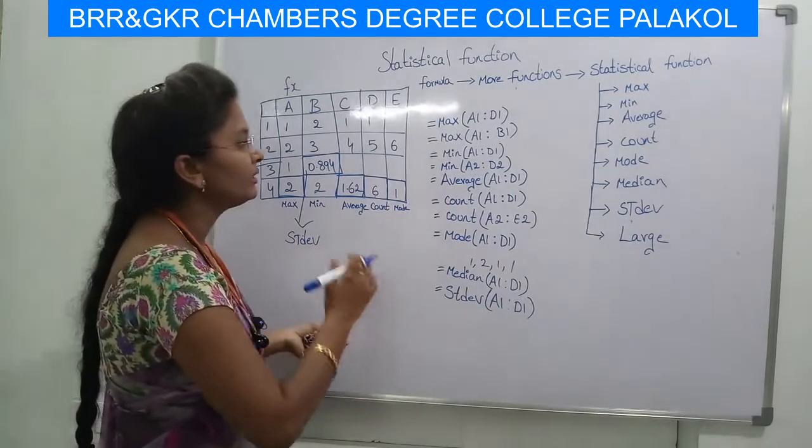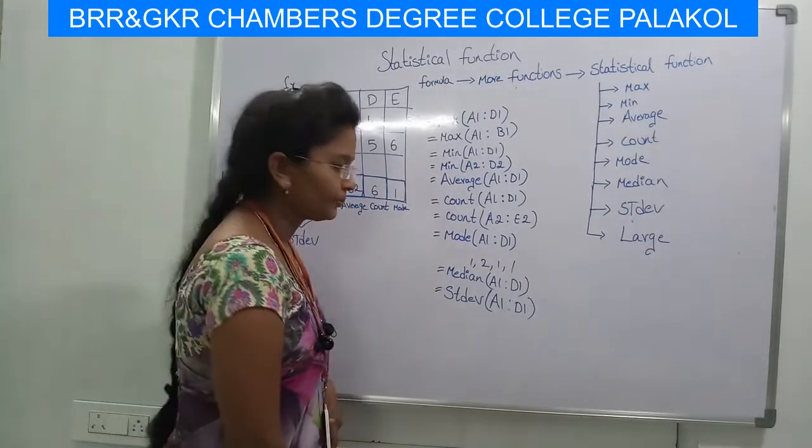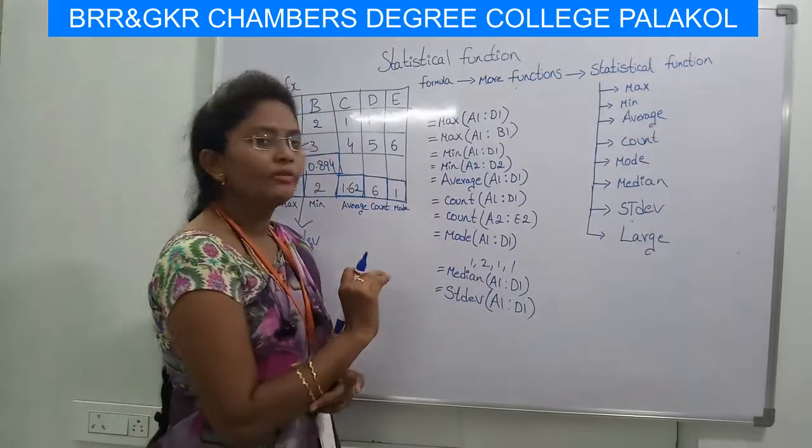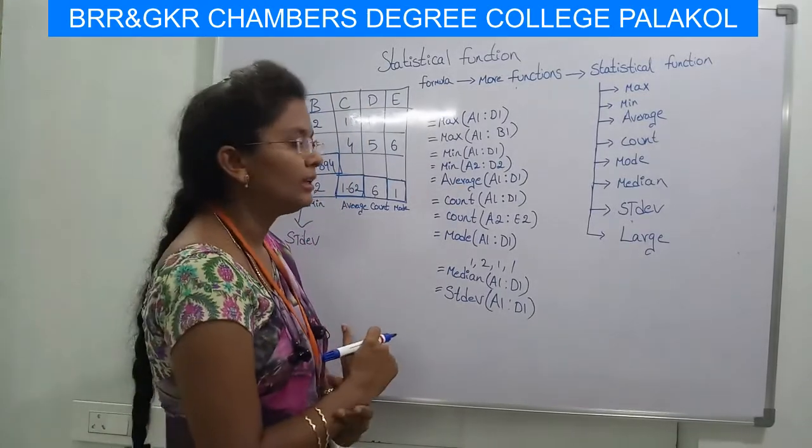And the next one is large. What is the difference between the maximum function and the large function?